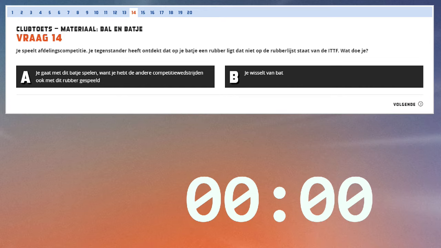Question 14. Material, the ball and the racket. You play in the competition of the lower leagues, and your opponent has discovered that you don't have a rubber which is on the ITTF rubber list. What do you do? So your opponent discovers that the racket you're playing with has a rubber glued on it, which is not on the ITTF approved list. That's what it says.